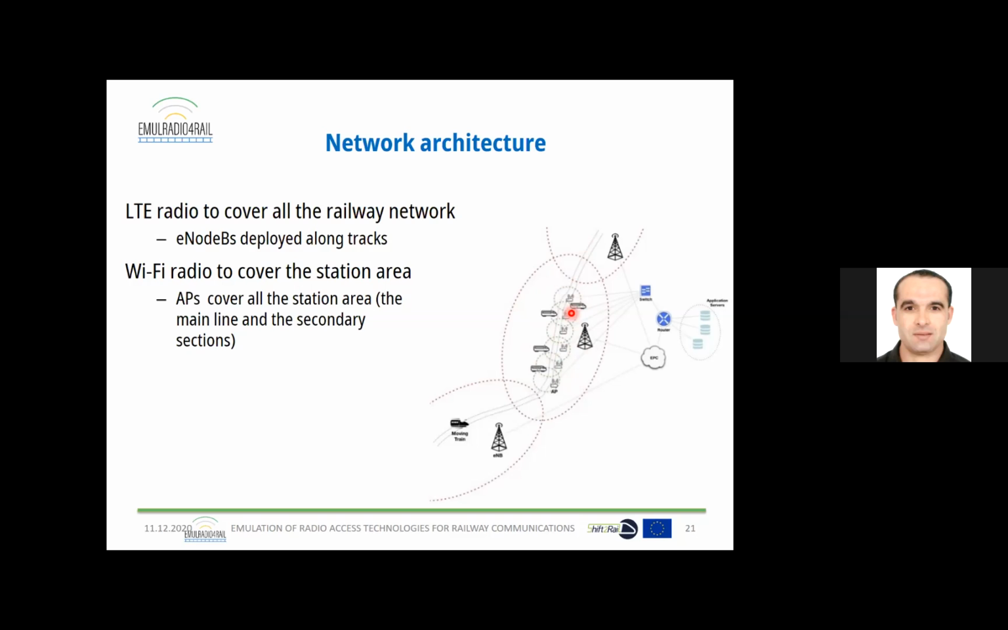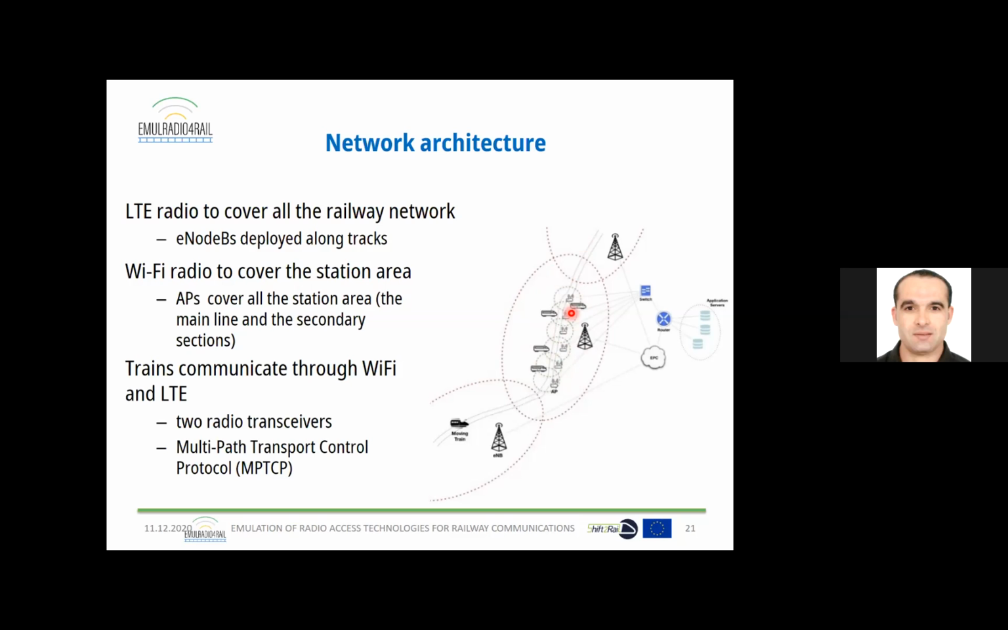And in this network architecture, the trains communicate through Wi-Fi and LTE at the same time, and all the trains are including two radio transceivers configured with different IP addresses and connected to both technologies. And also trains implement the multipath transport control protocol, MPTCP.